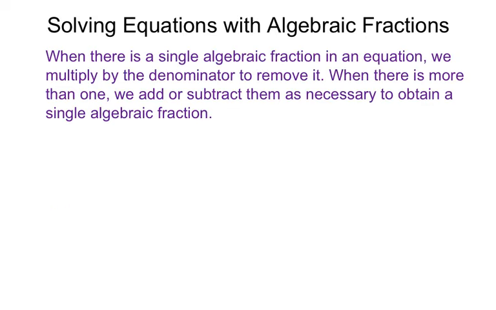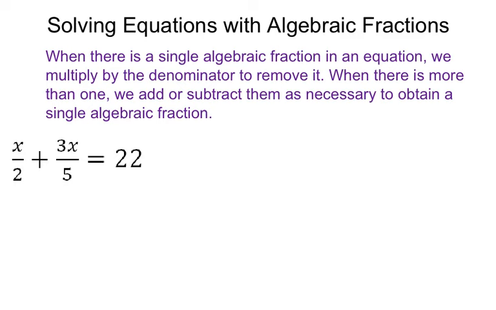So generally speaking, if there is a single algebraic fraction, that's all we do. We multiply by the denominator to remove it. If there's more than one algebraic fraction in the equation, then we add or subtract to combine those algebraic fractions so that we only have one, and then we do the same thing. We multiply by the denominator to remove the algebraic fraction. So let's look at some examples.